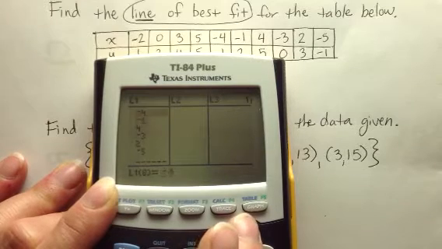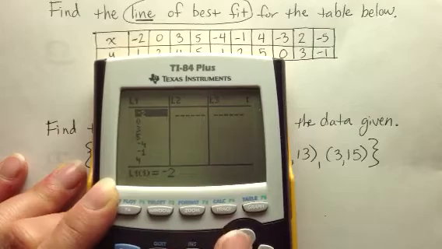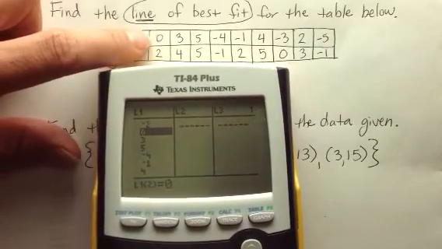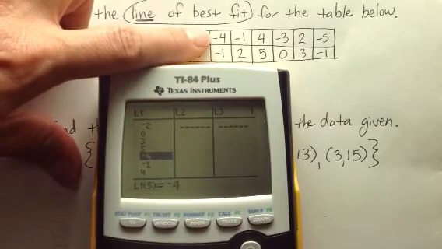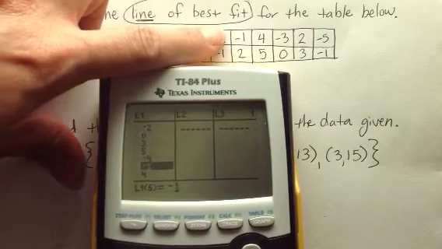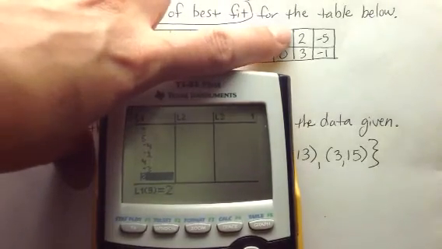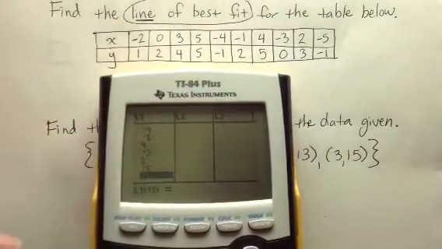And really, if I'm depending on a calculator for this, I want to make sure that I've got all the right points in. So I'm going to use my finger here. -2, 0, 3, 5, -4, -1, 4, -3, 2, and -5. Okay, so I've checked all the points.